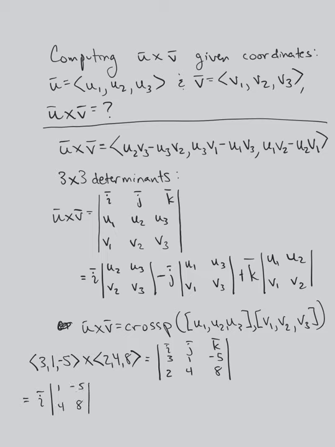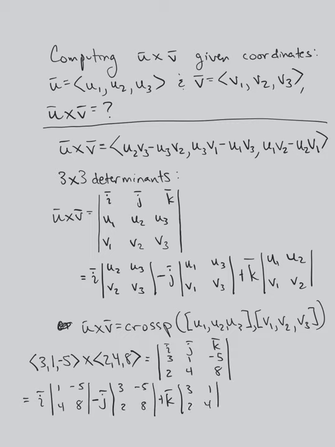I cross out the row and column that i is in, let me just show you that in case you haven't seen it, and so notice I'm left with 1, negative 5, 4, and 8. Okay, and so then I just keep going on the j. Just remember you subtract the j term, or the middle term. Okay, cross out its row and column, and I'd have 3, negative 5, 2, and 8. Like that, and then plus k times, cross out its row and column, I'm going to have 3, 1, 2, and 4.